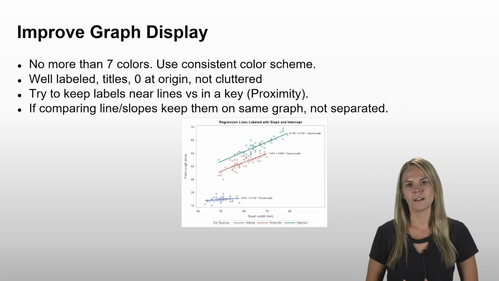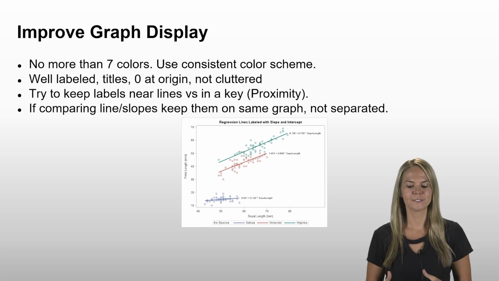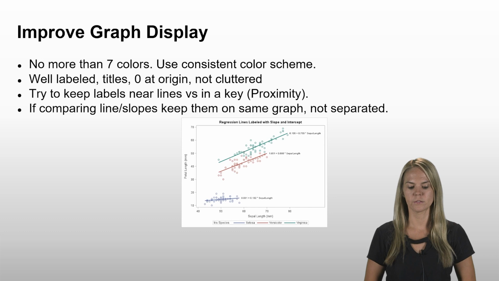What can we do with the graphs that can help us? Well, when we are choosing colors, we want to make sure that we're using a consistent color scheme that has no more than 7 colors. That can be very overwhelming. The more data that's included on one section can be really, really overwhelming.